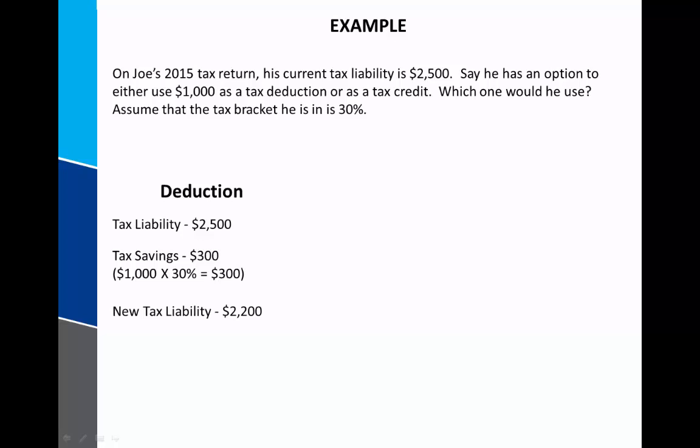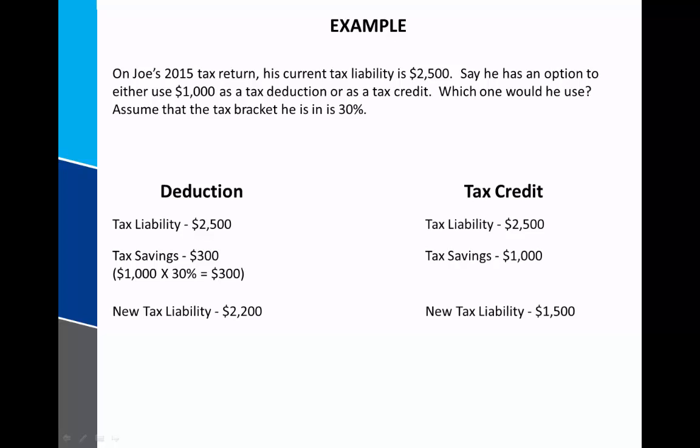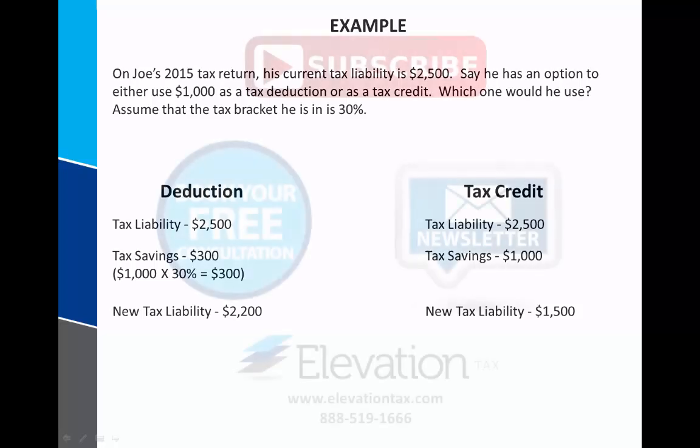Next, using the $1,000 as a credit, Joe would save $1,000 in his taxes to get his tax liability to $1,500. As you can see, the tax credit reduces his tax liability by the exact same amount as the credit. So again, in most cases, the tax credit has far more benefit than a deduction. And obviously Joe, if he had the option, would choose the tax credit in this situation to reduce his tax liability. I hope this video was helpful in providing some more clarity to these common tax terms.